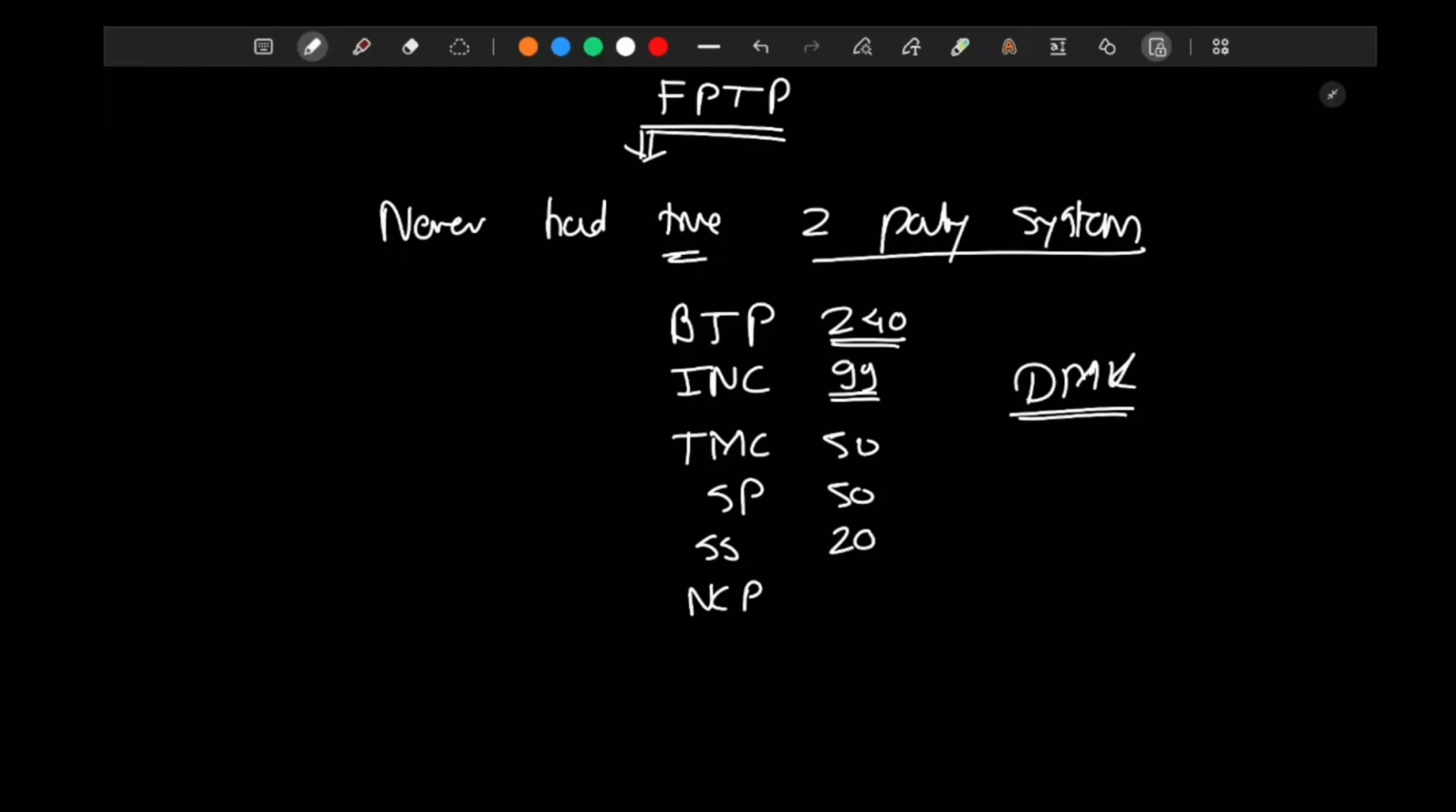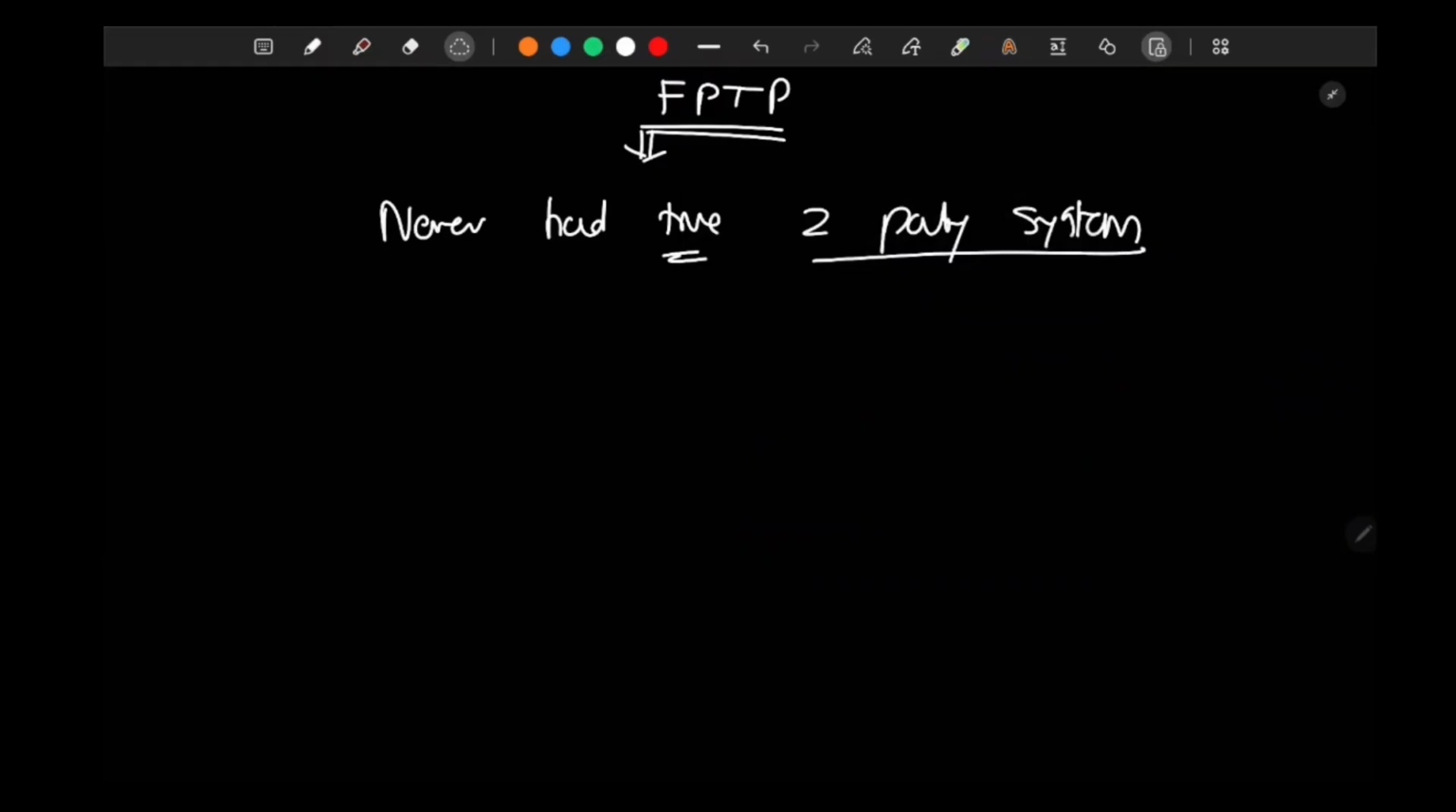Coalition government has been the norm from 1999 to 2014. Only recently we have seen absolute majority governments in 2014 and 2019. In 2024 again it is a coalition government, not an absolute majority government, right? So India has never been a two-party system, even though it had FPTP.